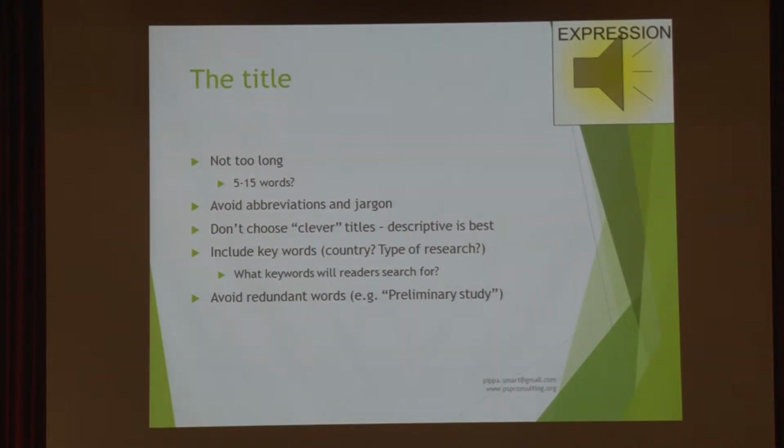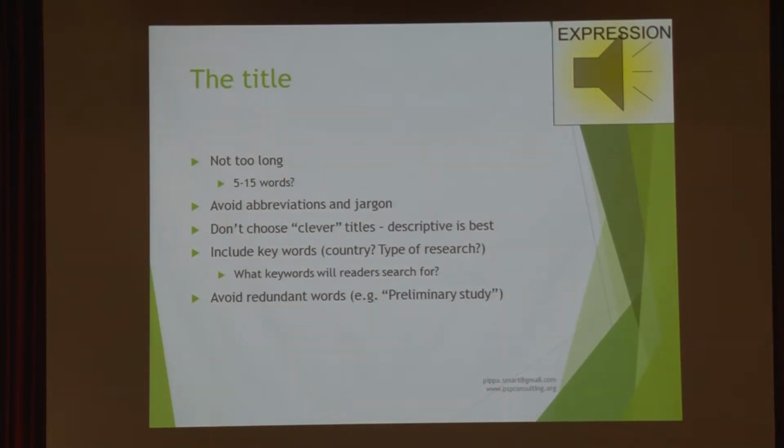So if I'm looking for an article on chickens, and you're writing an article, make sure you put the word chickens into it. And then when I do a Google search, I will find your article. So you need to think, what are the key words that somebody is going to search for if they're coming to your article, and get them in the title.